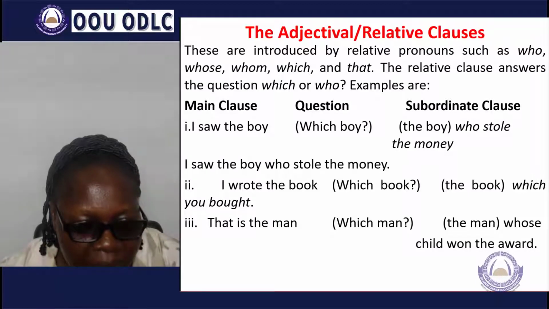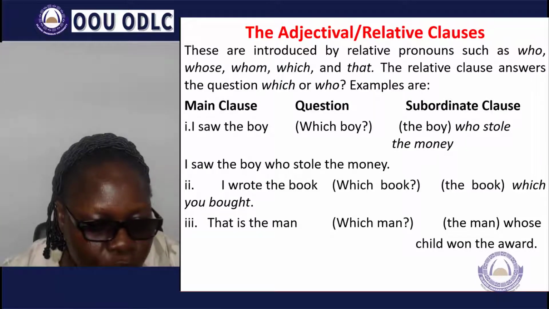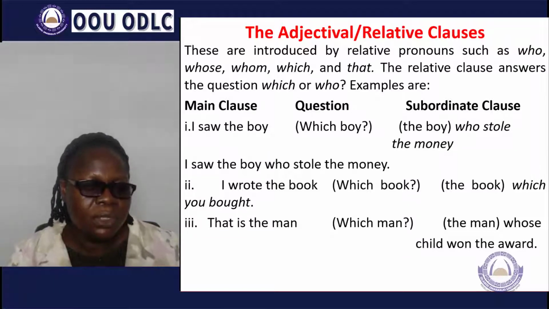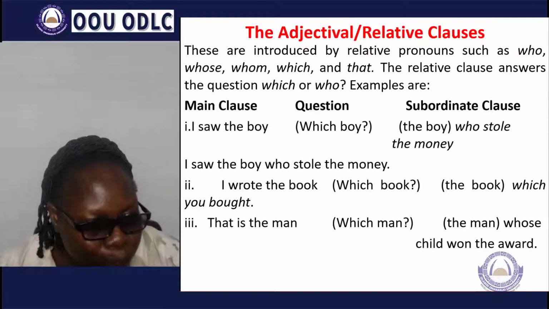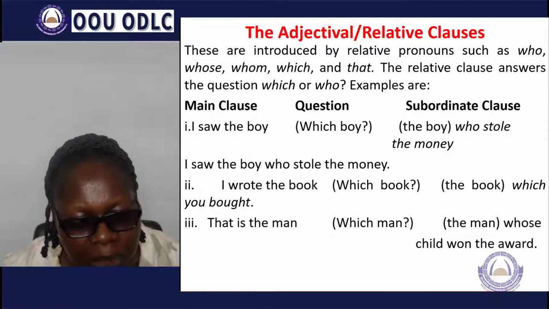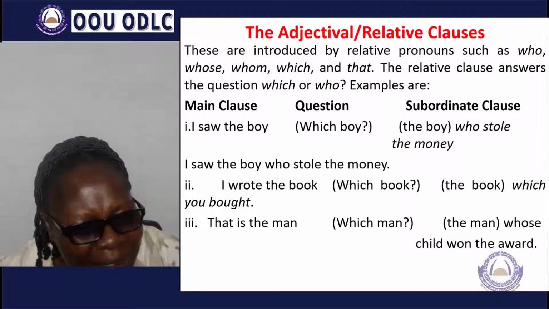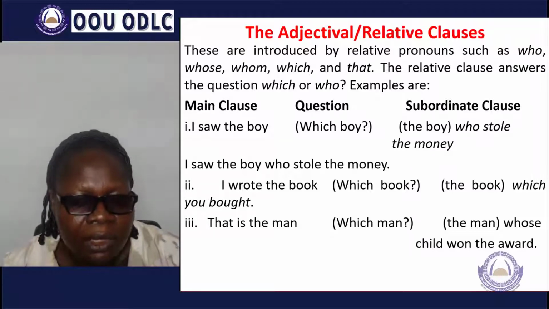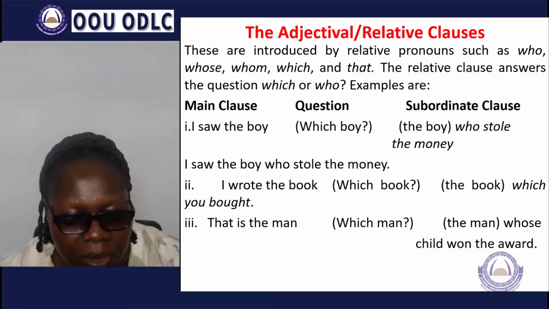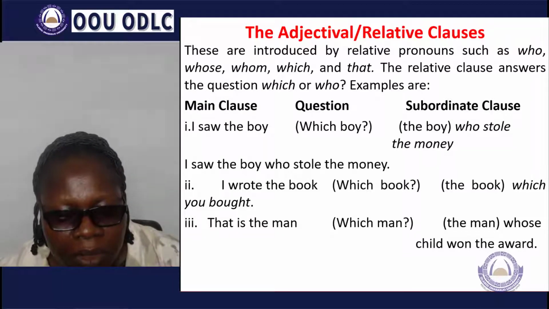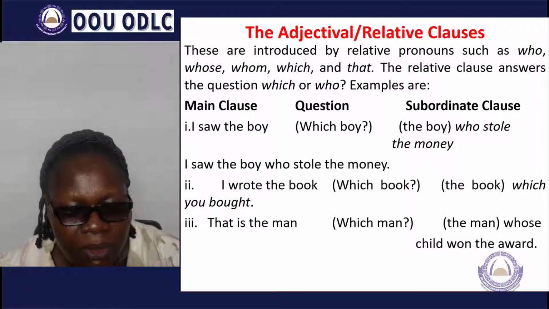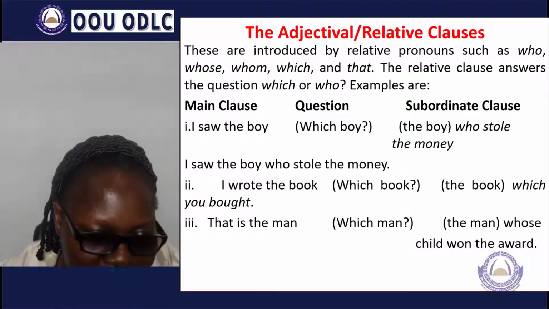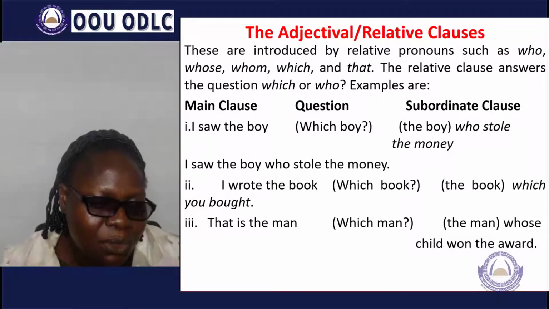Take a look at this example. I wrote the book which you bought. I wrote the book. That's a very good example of a main clause. Now, which you bought. Which you bought is not meaningful on its own, so it is a subordinate clause. But what kind of subordinate clause is it? It is an adjectival or relative clause. Which you bought. It is introduced by the subordinator which. So if I say which you bought, it doesn't make any sense until I attach it to the main clause.